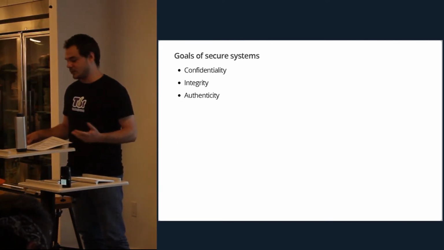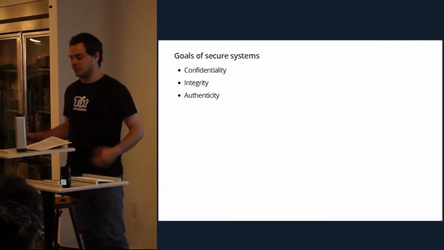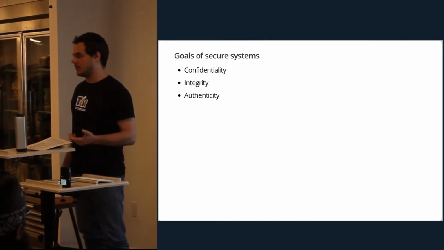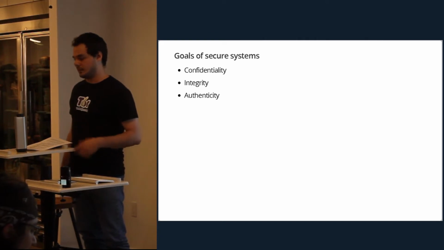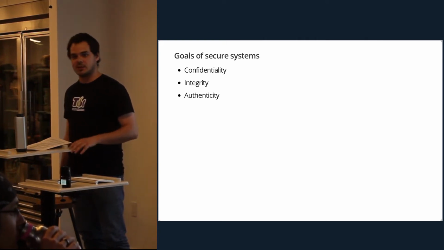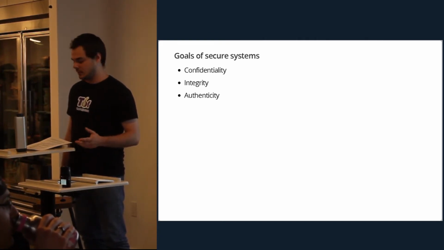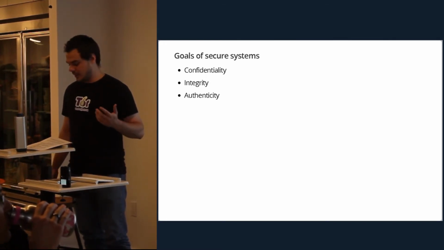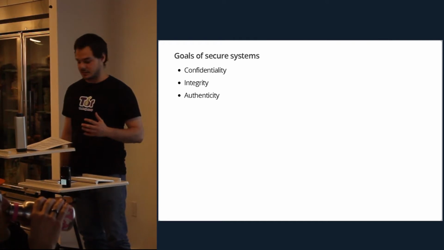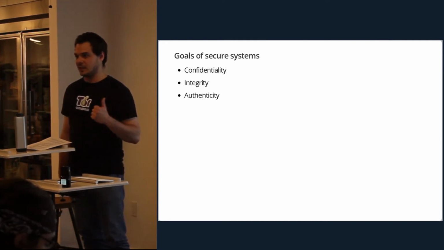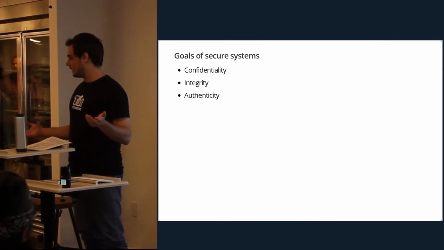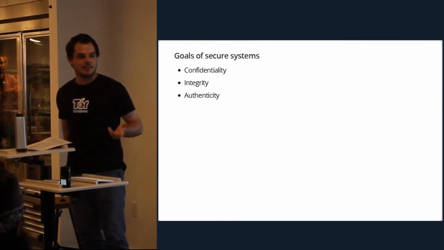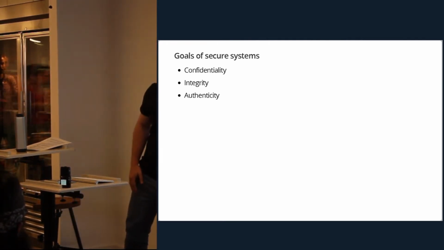So what are we trying to do with crypto? We have three goals. You want confidentiality: you don't want people to be able to eavesdrop on your messages. You want integrity, to make sure that nobody has tampered with them. And you want authenticity, to make sure you're talking to who you think you're talking to. You need all three to have a secure system. If you have integrity and not authenticity, I can read what you're saying.